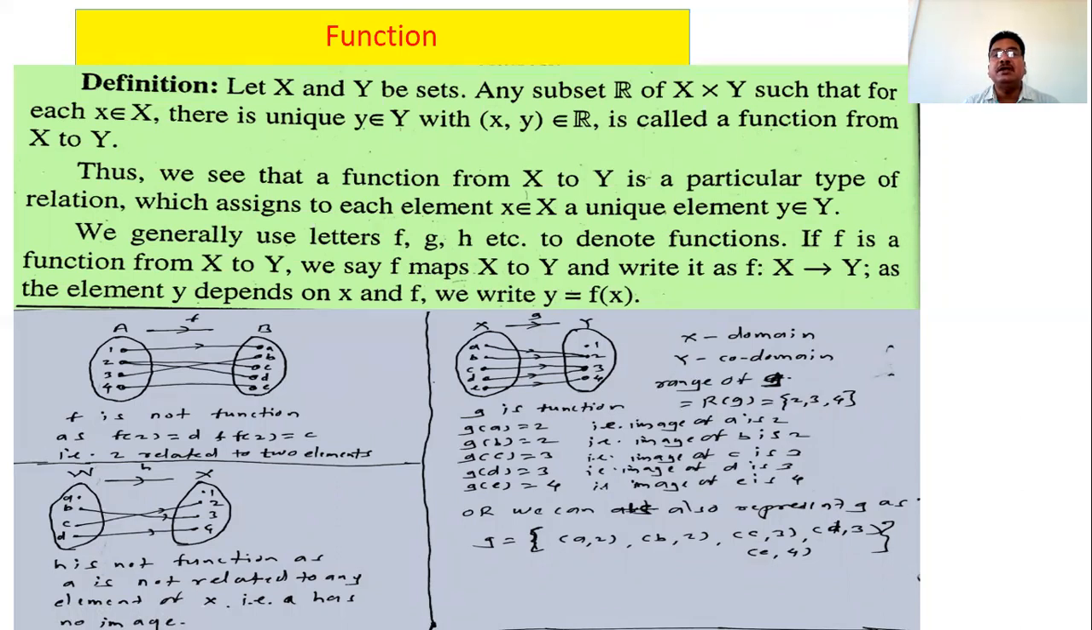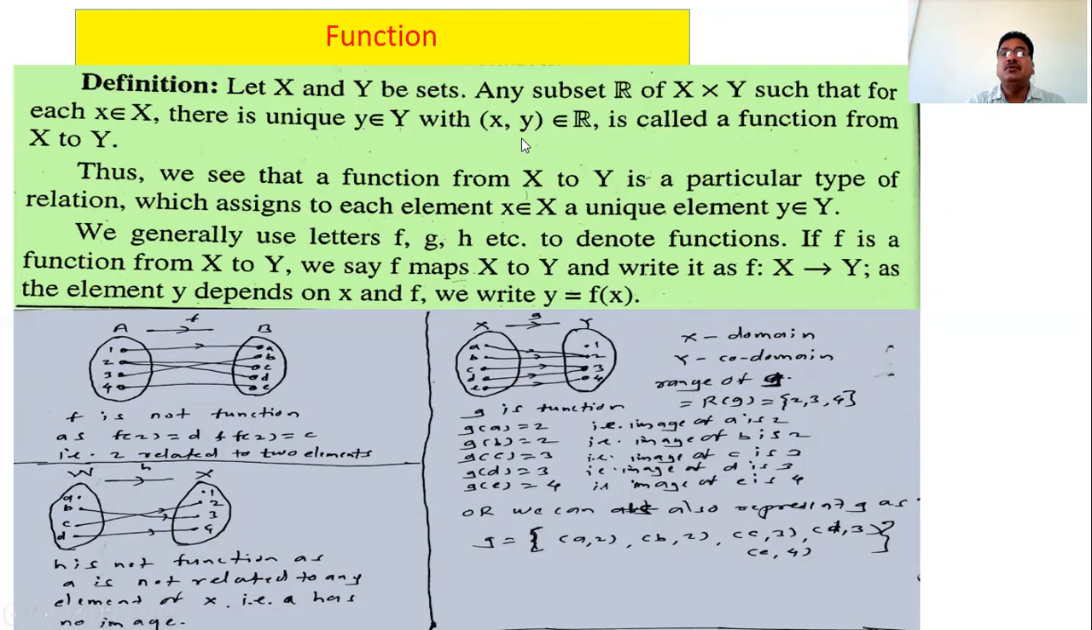So what is a function? A function is a subset of X cross Y. We know that if X contains, suppose, 3 elements and Y contains, suppose, 4 elements, then X cross Y contains 3 into 4, that is 12 elements, and these are the ordered pairs. The set X cross Y is the set of ordered pairs.